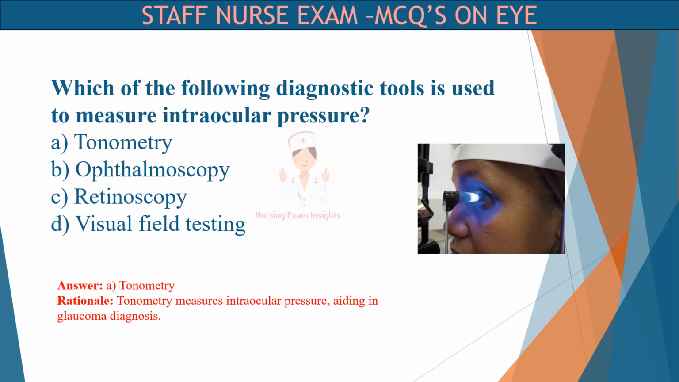Let's explore the other options. What is ophthalmoscopy? Ophthalmoscopy is a visual examination of the interior part of the eye. Option C, retinoscopy, is an eye exam technique that measures the refractive errors of the eye. And the last option, visual field testing, measures the extent of your peripheral vision.